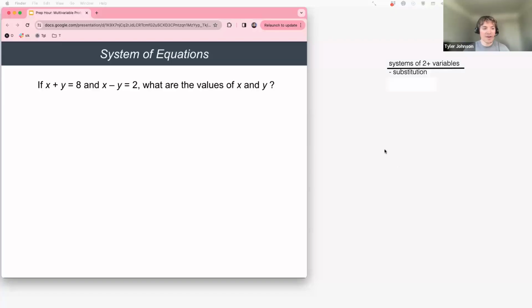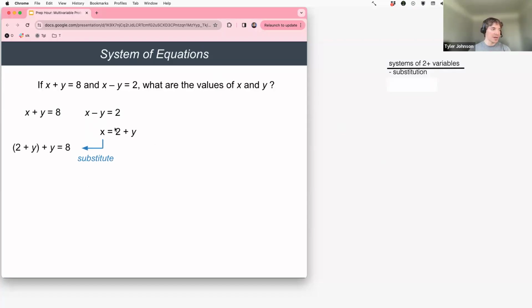So I'd say there are two basic ways to approach a multivariable system like this. The first and more straightforward way is something called substitution, where I'm going to take both my equations and just solve one of them for a variable, so I have the variable on one side and all the other information on the other side. So I could take my second equation and rewrite that as x is equal to 2 plus y. And now I can take x in that first equation and replace it with the value that I know x is equivalent to.